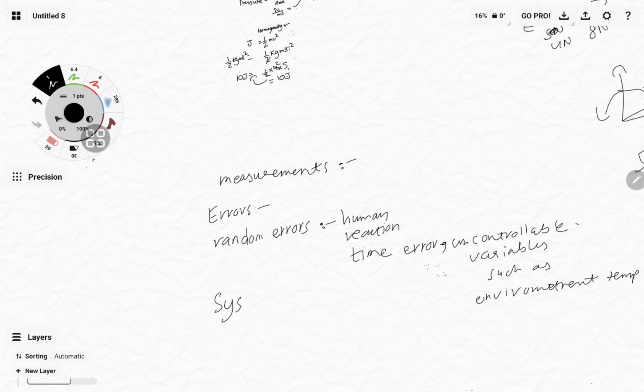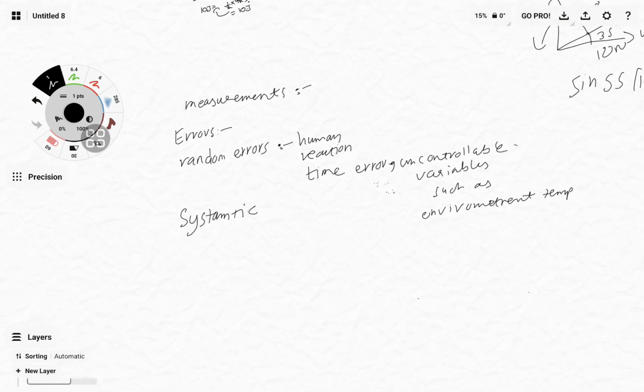So we now have systematic errors, which are caused by errors in the equipment. Like maybe the stopwatch might be broken and it might not count the first second or the second second, and then it will be an error in equipment.